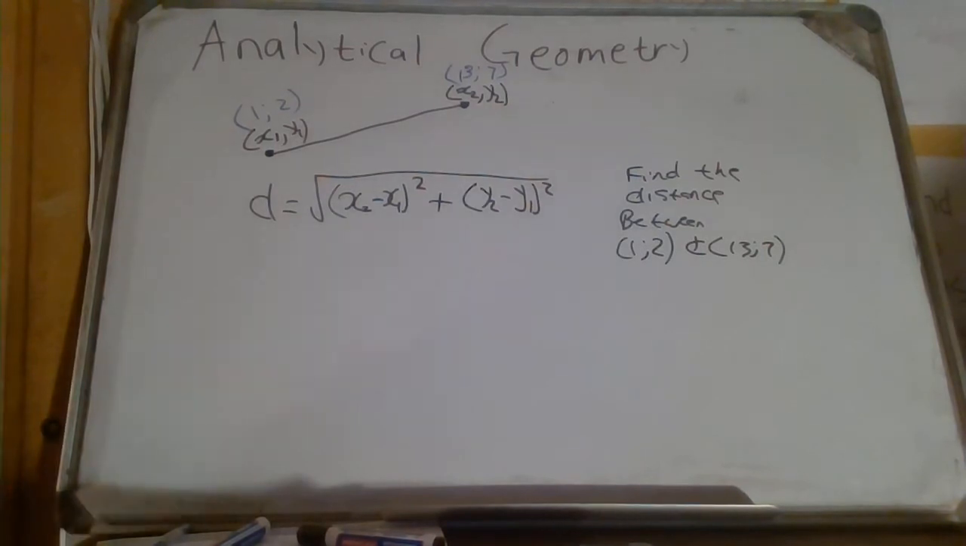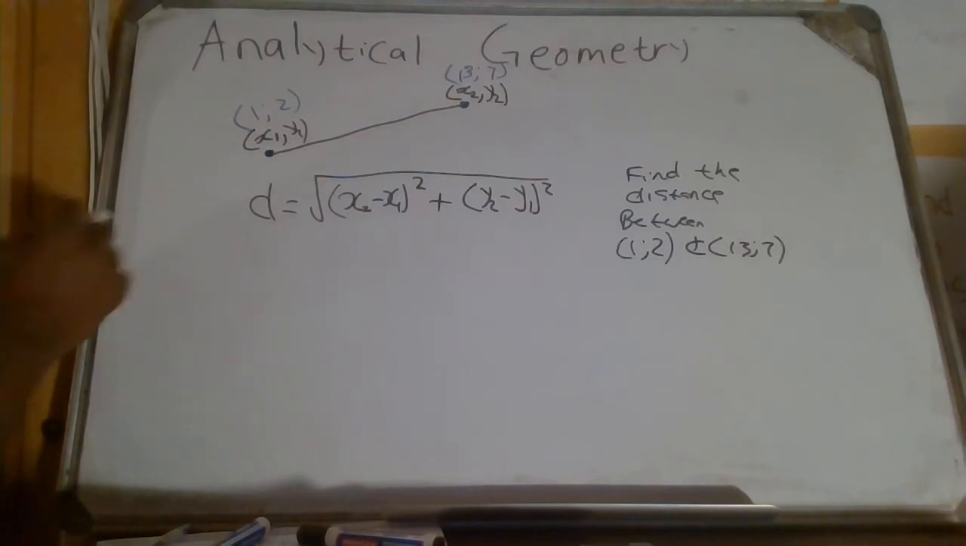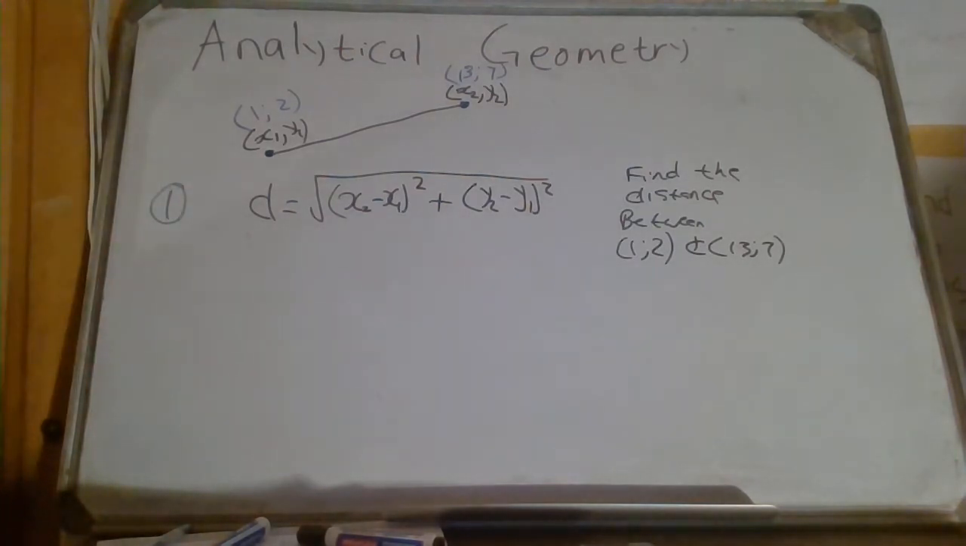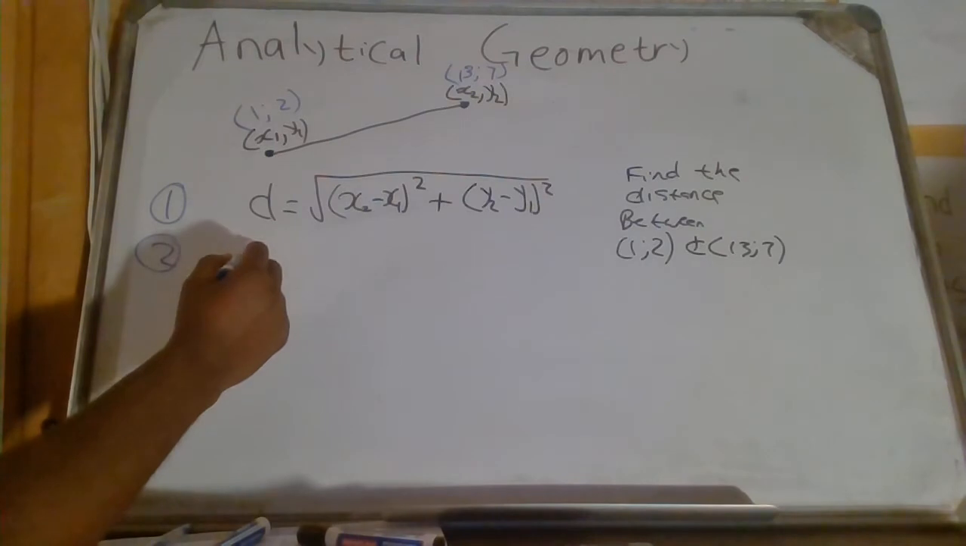So how do you solve the problem? Here's a question: you are supposed to find the distance. So guys, step number 1, what do you do? You write the formula as it is. That is step number 1. Step number 2, what do you do? You substitute. So how do you substitute here?